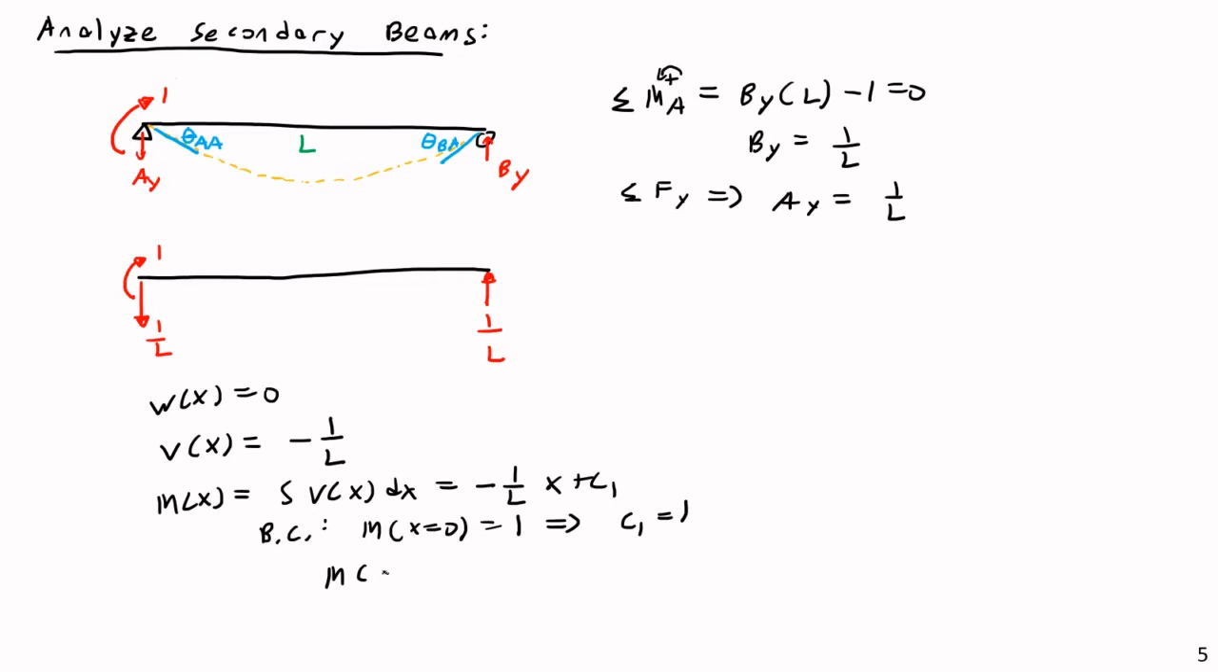So M as a function of x then is going to be equal to negative x over L plus 1. When was the last time you saw just a very simple plus 1 in an equation? Doesn't happen that often, that's for sure. So negative x over L plus 1.